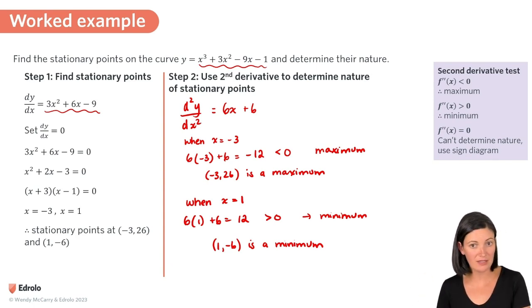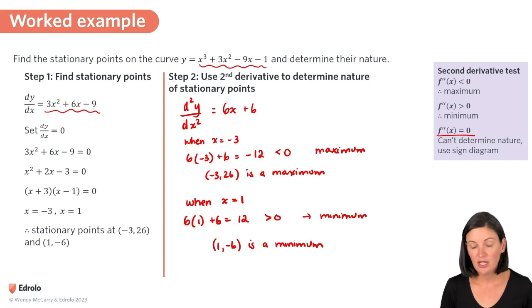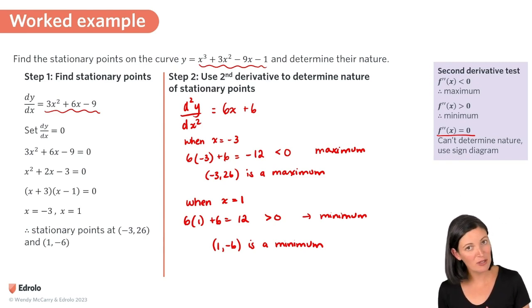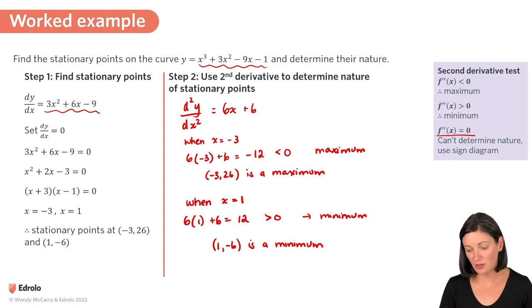However, the one downside of it is that if we find that the second derivative at any point is equal to 0, then we can't use the second derivative test. Then you'd have to go back to your sign diagram. It often implies a point of inflection, but not always. We won't get into that in this course, but it does mean that you would have to fall back on the sign diagram. So that's one risk of using the second derivative test.